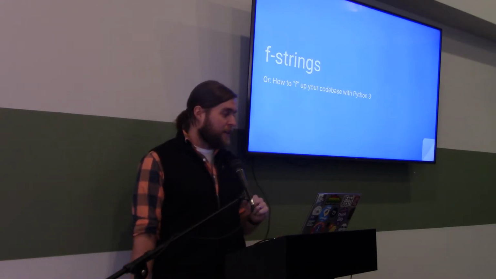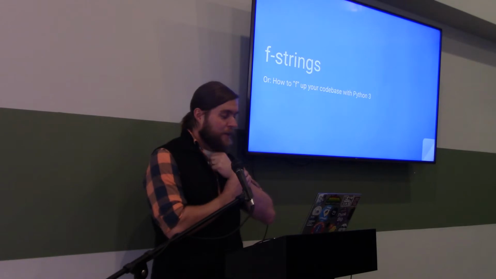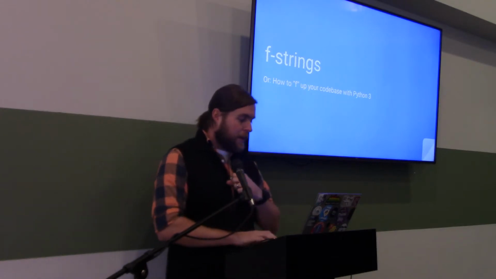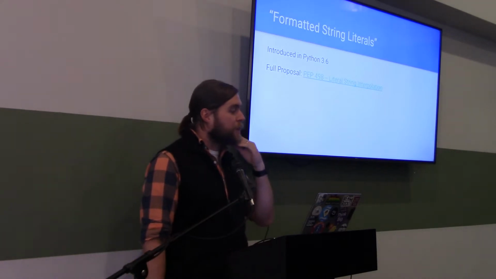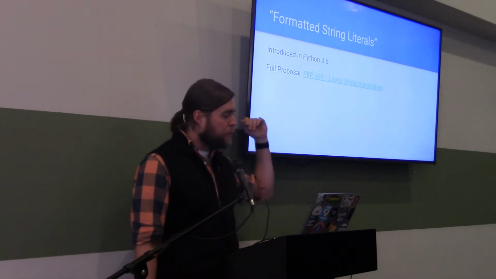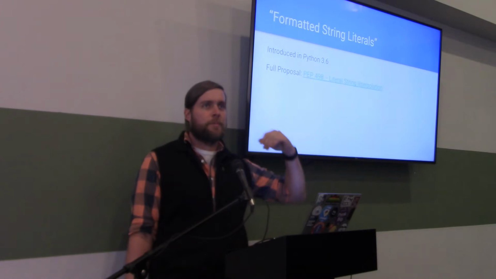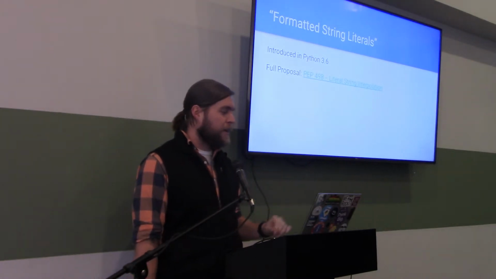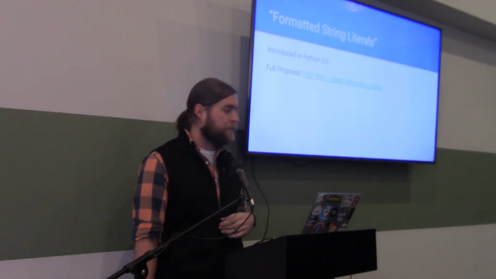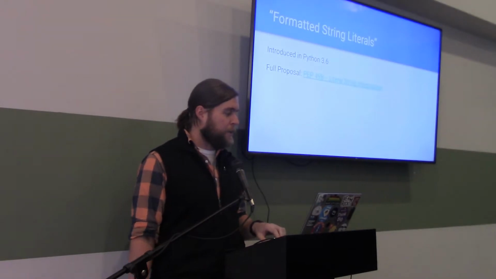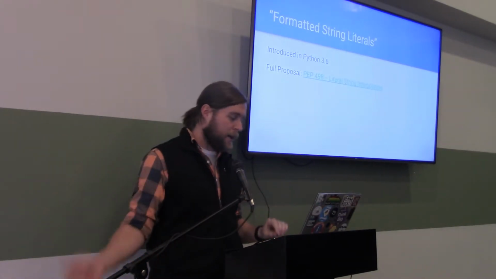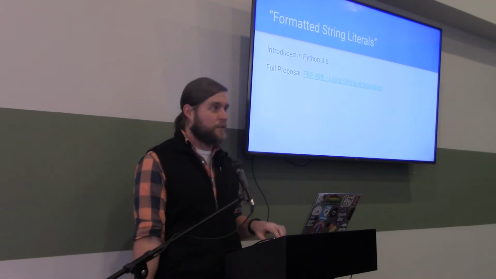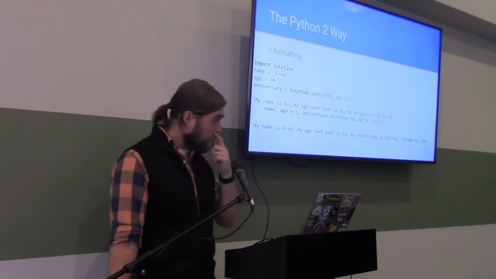So, F-strings, or how to F up your code base with Python 3. F-strings are formatted string literals. This was introduced in Python 3.6. You can read the full proposal. These slides, I'm sure Pat will distribute at some point afterwards, but the PEP, the enhancement proposal, is 498, literal string interpolation. You can read the whole thing. It's very interesting. I'm going to give a very brief overview. It's not exhaustive as to what's actually in the PEP, but the parts that I think are interesting or useful.